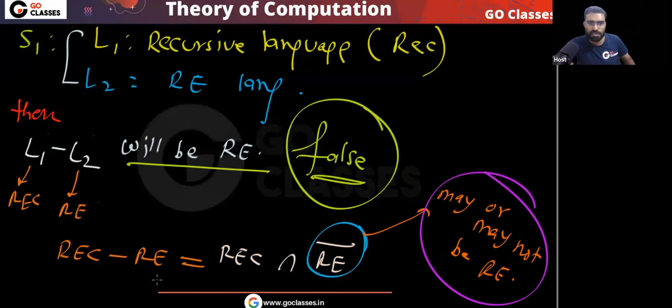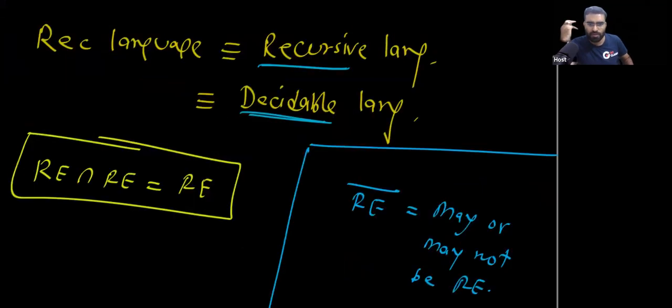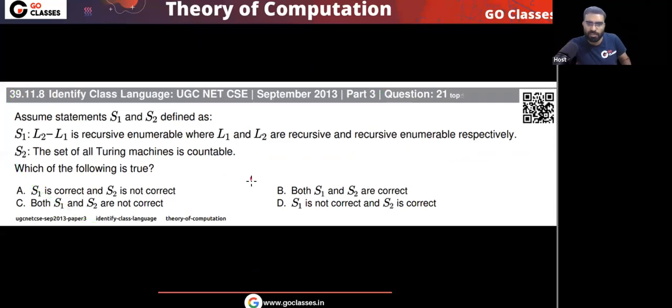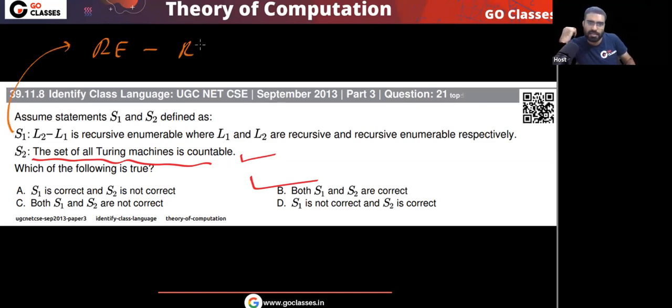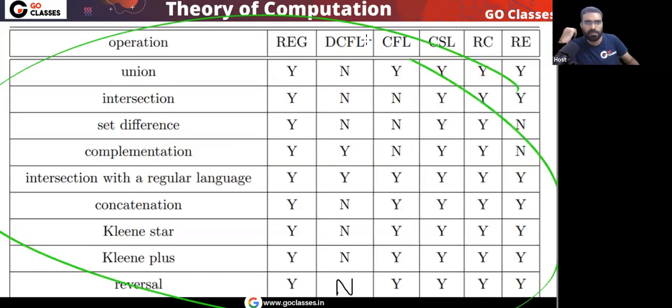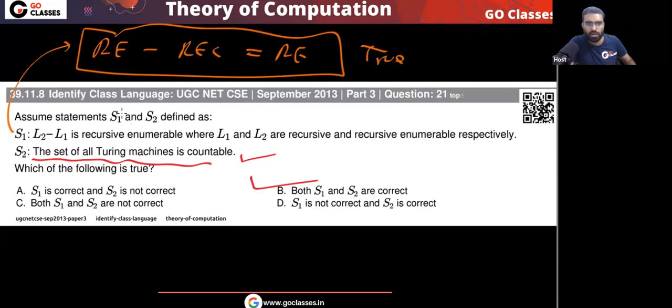So simple, you can see this is your question. This was our UGC NET question, and for this I can say both statements will be true. Set of Turing machines, that is countable, that is true. Also RE minus REC is RE, this is also true. Using closure properties, you can easily notice. This is your closure property table, and using this you can easily solve this S1. So the answer will be both statements are true.